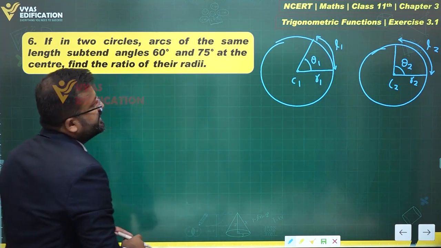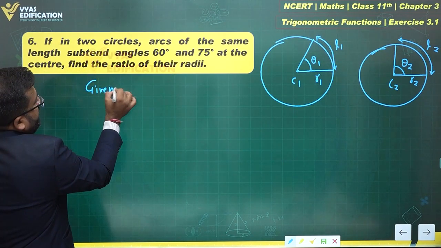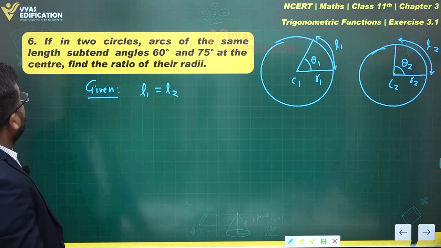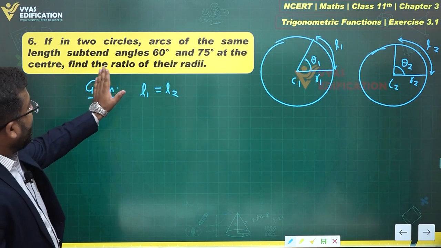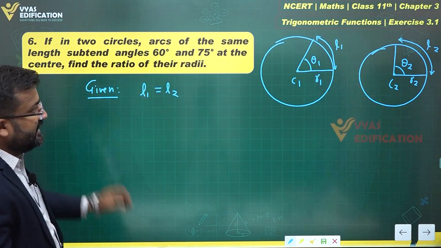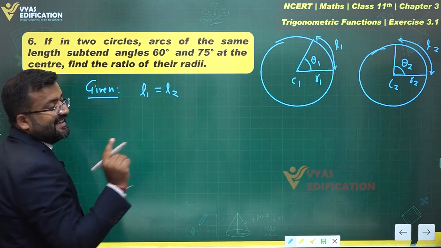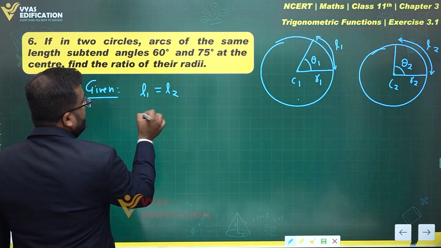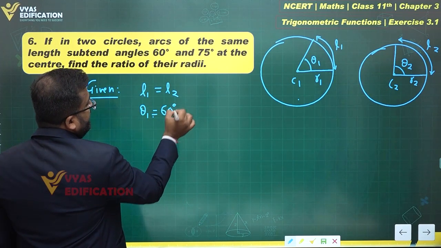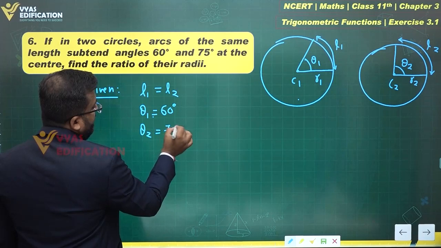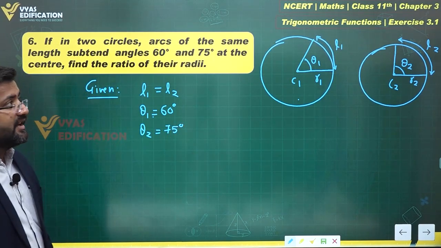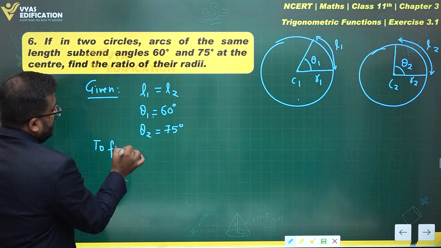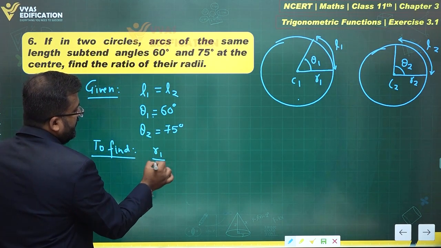Let's write the given condition over here. Given: L1 equals L2 in that diagram, right? Two circles, arcs of the same length, subtend angles 60 degree and 75 degree at the center. Okay, so you're given 60 degree and 75 degree. If this is 60 degree, that is 75 degree. Theta 1 is equal to 60 degree. Theta 2 is equal to 75 degree. This is also given, right? Find the ratio of the radii. We're supposed to find the ratio of the radii R1 upon R2.